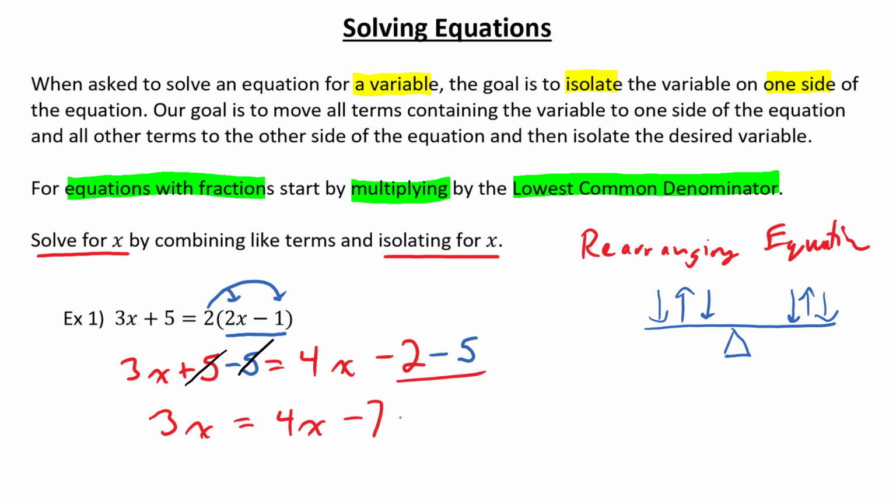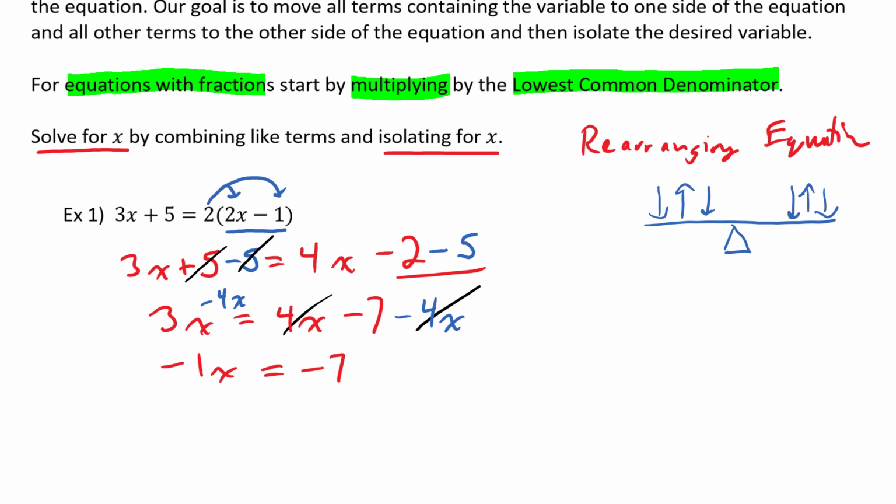Here we want to move the 4x to the other side. It's a positive 4x, so I do the opposite. I subtract 4x. If I do it to one side, I have to do the same thing to the other side. Now these are like terms. 3x minus 4x is minus 1x, and that's equal to, you can see these cancel each other out, and that's equal to minus 7. So here I have minus 1, x is equal to minus 7.